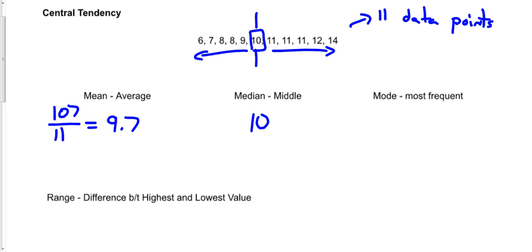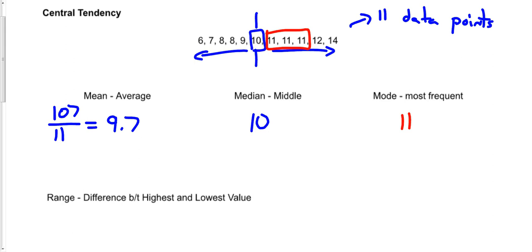Mode is the number that shows up most frequently, and so my mode in this case is actually 11, because 11 happens 3 times.